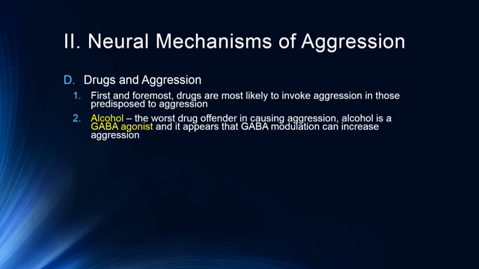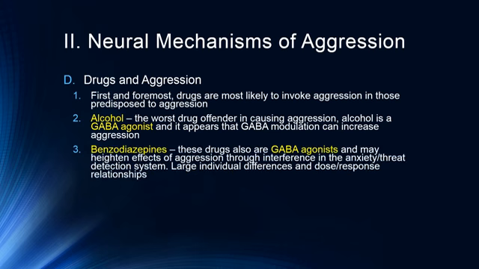This seems to be the result of alcohol's effect on GABA channels. So GABA is gamma-aminobutyric acid. It's an inhibitory neurotransmitter, and alcohol increases the effects of GABA. And it appears that this GABA modulation can increase aggression. And we certainly see that in alcohol, and we see that as well in benzodiazepines. These drugs are also GABA agonists, and we'll talk more about these in a bit when we talk about anxiety. But they may heighten effects of aggression through interference in the anxiety threat detection system. So we may misread threats and as a result be more aggressive.